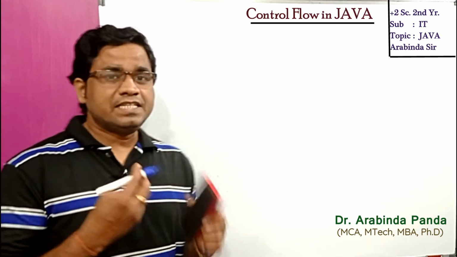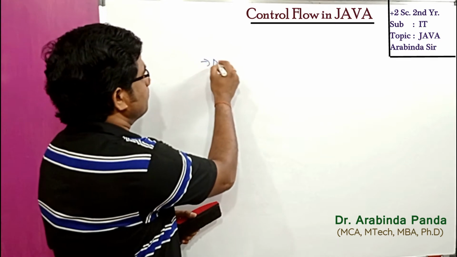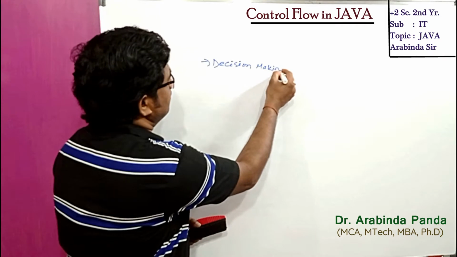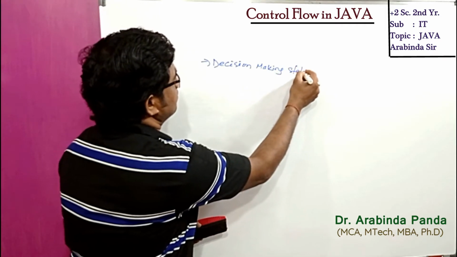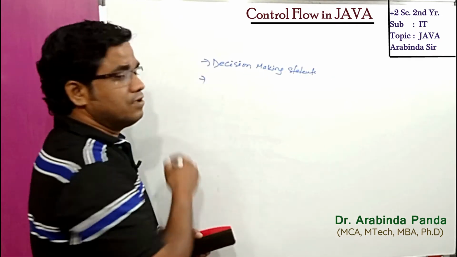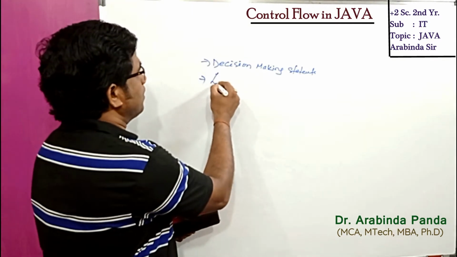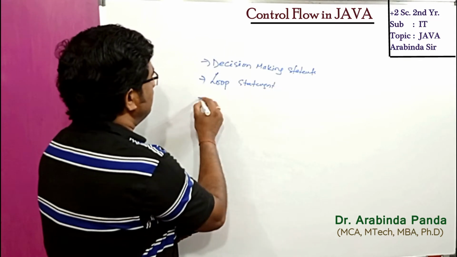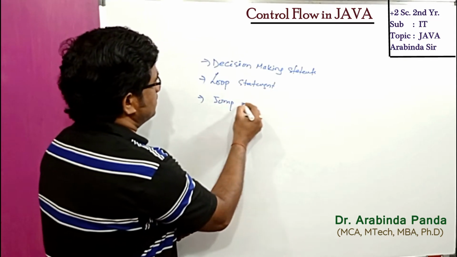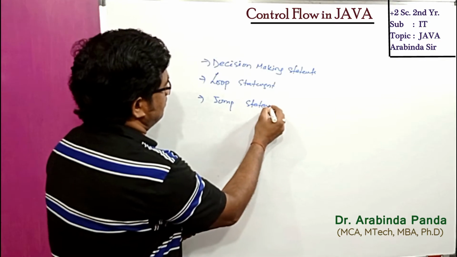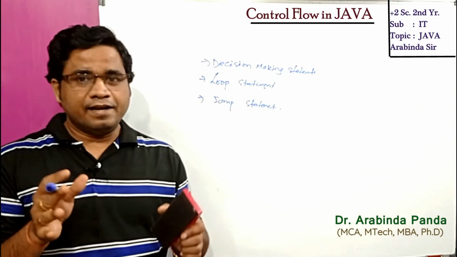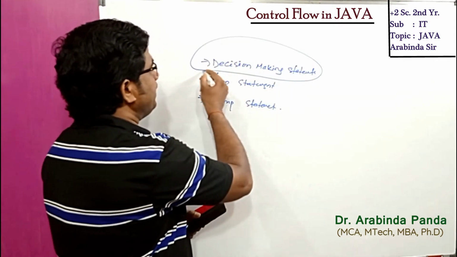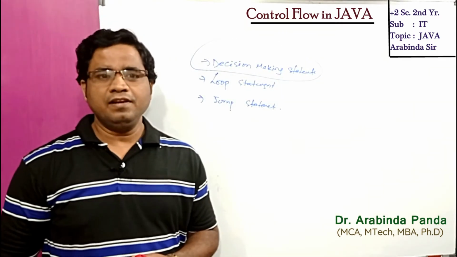That is what? Decision making statements. Okay. Next is loop statement. Next is jump statement. Okay. And in today's video lecture, we will be discussing in detail the decision making statements.